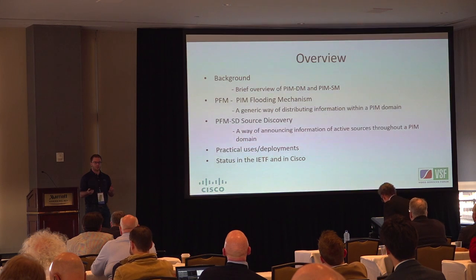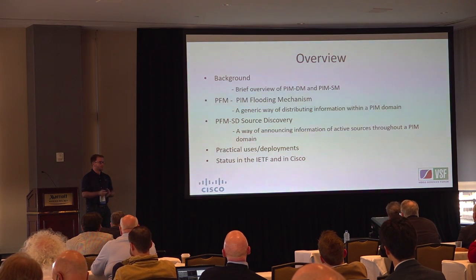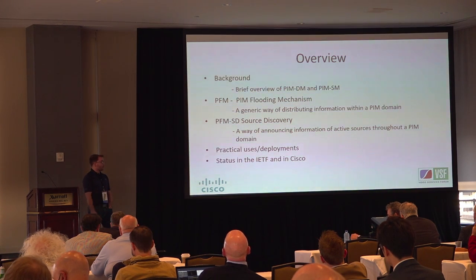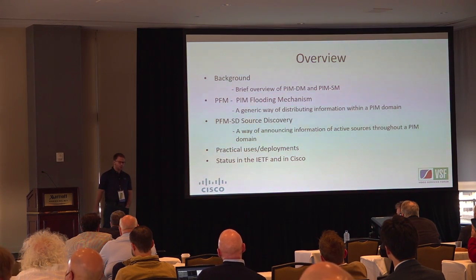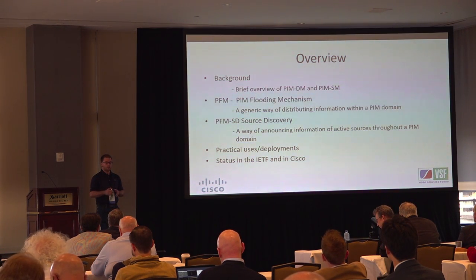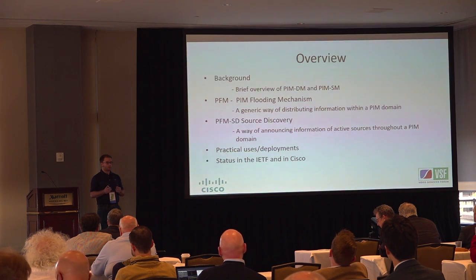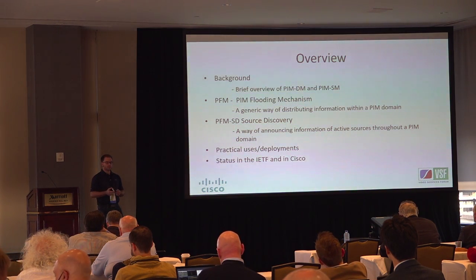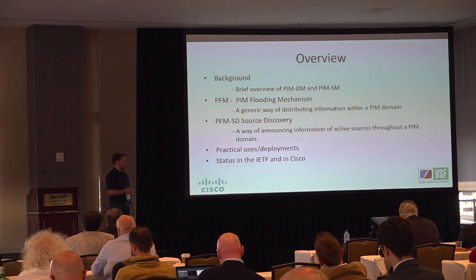So ASM stands for Any Source Multicast, and that is essentially, if you're looking at a switch, referenced as a star comma G. There's also S comma Gs, that is a source and group multicast. So just a bit of background about what we're going to talk about here. We're going to go over a brief overview of PIM Dense Mode and PIM Sparse Mode. Then we're going to talk about something new called PFM, or PIM Flooding Mechanism. Then we're going to talk about PIM Flooding Mechanism source discovery and how that works. And then talk about some practical uses and some deployments of this, and the status in the IETF and some projects that we've been working on.